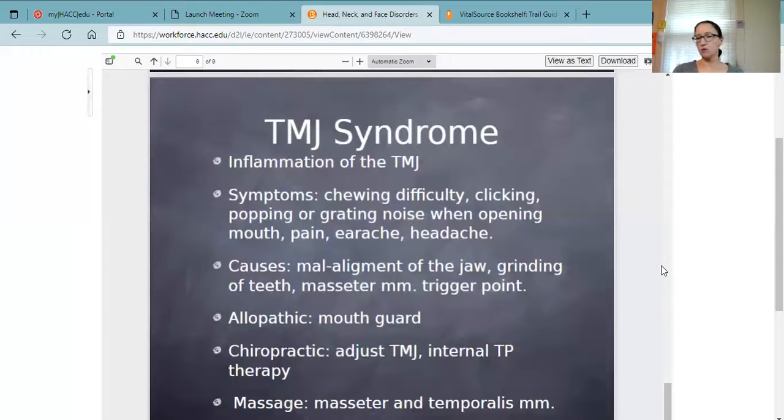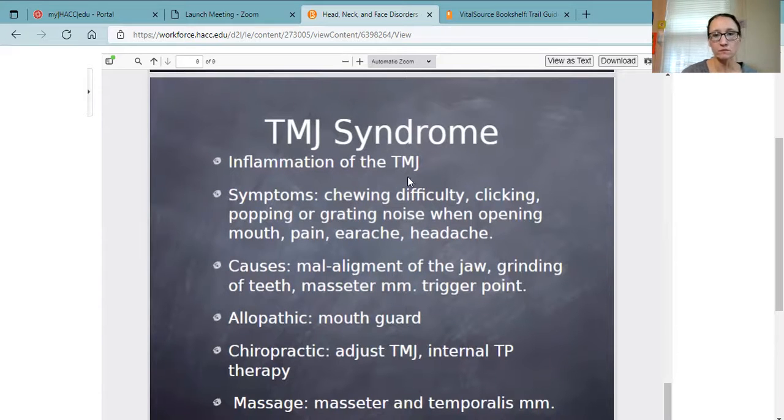So TMJ syndrome, everybody has TMJ, right? Everybody has a temporomandibular joint. In fact, we have two of them. But the syndrome is inflammation of that joint that produces symptoms like difficulty chewing or clicking or popping or pain. You can get earaches, you can get headaches from TMJ syndrome, from that inflammation, and you can get malocclusion from it, or malocclusion can be a cause of TMJ syndrome.